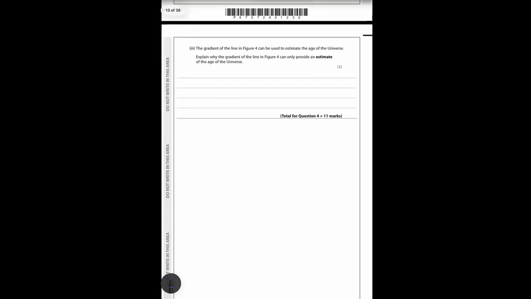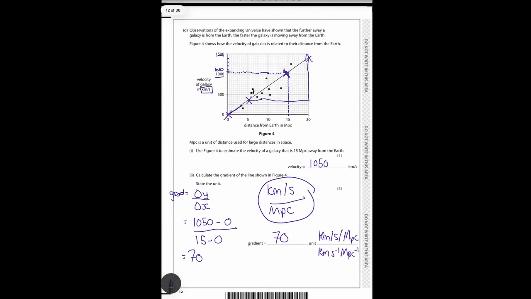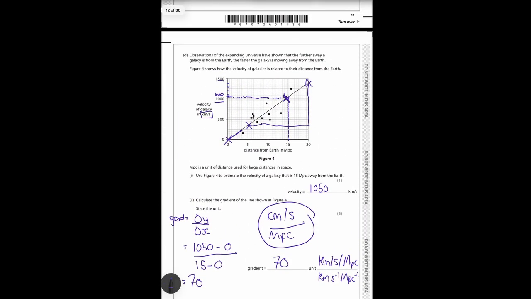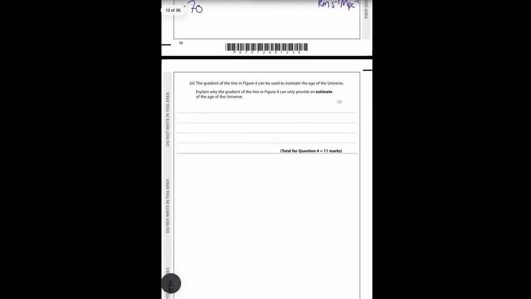Okay, the gradient of the line can be used to estimate the age of the universe. Why is it only an estimate of the age of the universe? Well, I've got to have a look at the graph for this to see why that's the case. And I can see from there, if I'm looking at the graph, all these points are all over the place. So this is just a line of best fit. So that gradient, it's not the neatest points I've ever seen in my life. So it's probably going to be something to do with that.